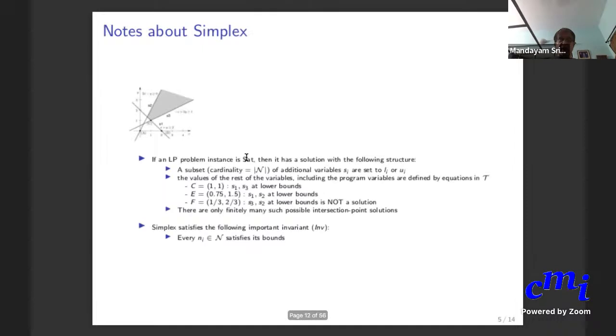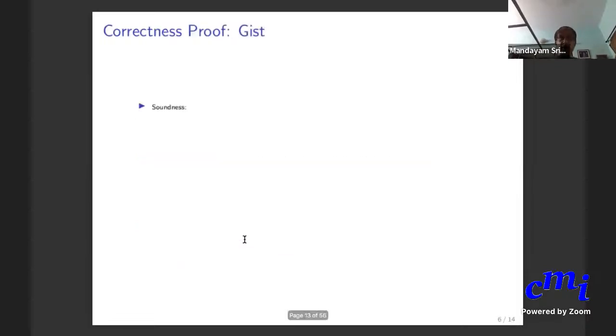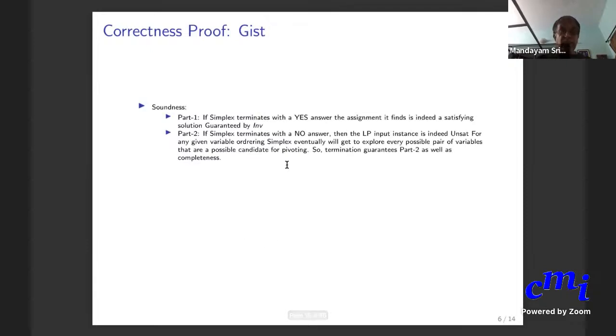This is guaranteed by the invariant and the terminating condition. The invariant ensures that every non-basic variable satisfies its bounds, and the simplex procedure terminates only when all the variables are within their bounds, which means all the basic variables are within their bounds as well. If any of the basic variables are not within their bounds, of course, you will continue to pivot.